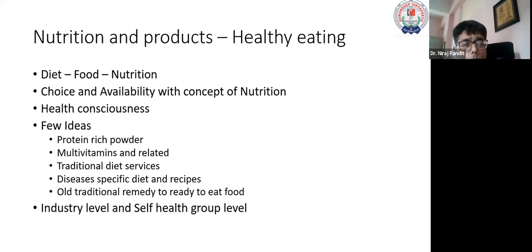Health consciousness. See, this is very important. Everybody likes to be health conscious, those who are educated. But on one side, malnutrition is a problem, and on the other side, overnutrition is a problem. So this needs to be balanced between these two. This balancing is very important. We need to bring malnutrition to normal and overnutrition to normal also.